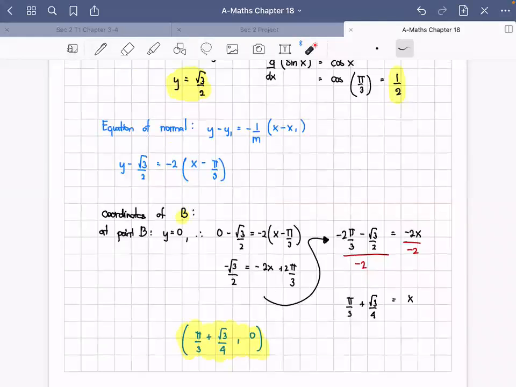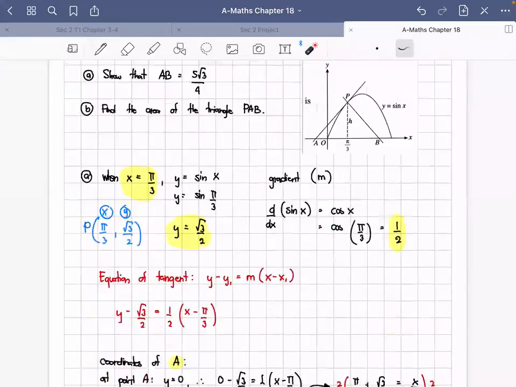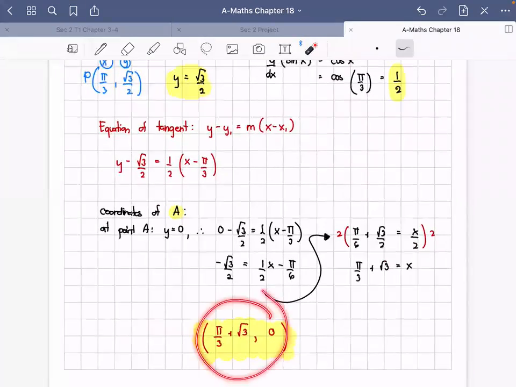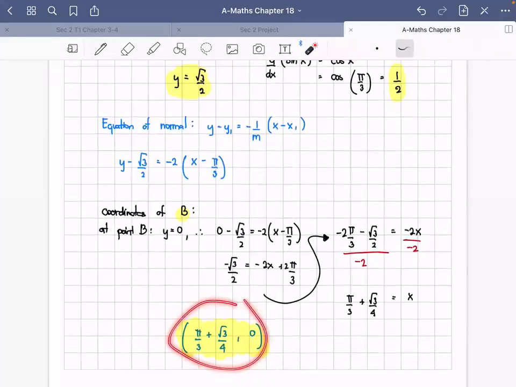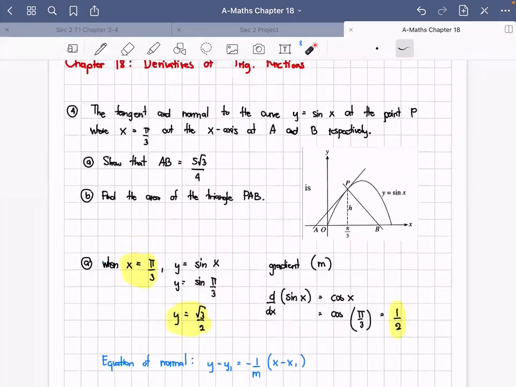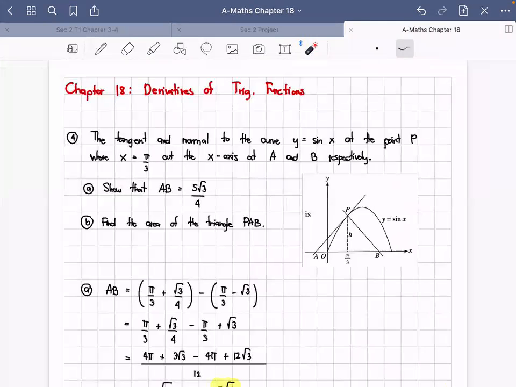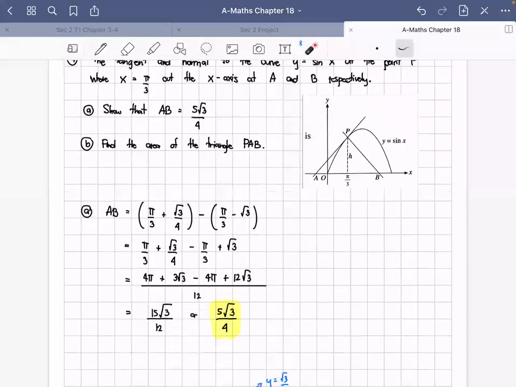So your x coordinate for point B is pi over 3 plus root 3 over 4. This is your coordinates for point B. So we now have the coordinates of point A and point B. So what's next? From the question itself, show that AB is equal to 5 root 3 over 4. So this is what we're going to do here.